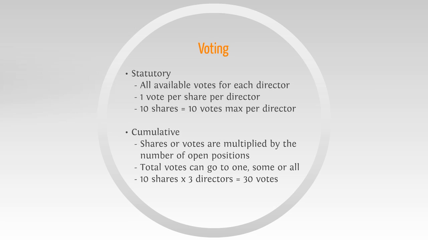And this is as opposed to a cumulative voting scheme in which all the votes that you're granted can go any which way you please. Let's say there's three open director positions, and you're granted 10 votes for each of the directors because you own 10 shares. You can put all 30 of your votes into one candidate or split them up any which way you please, as opposed to statutory, in which you'll have to keep each of those 10 votes separate.